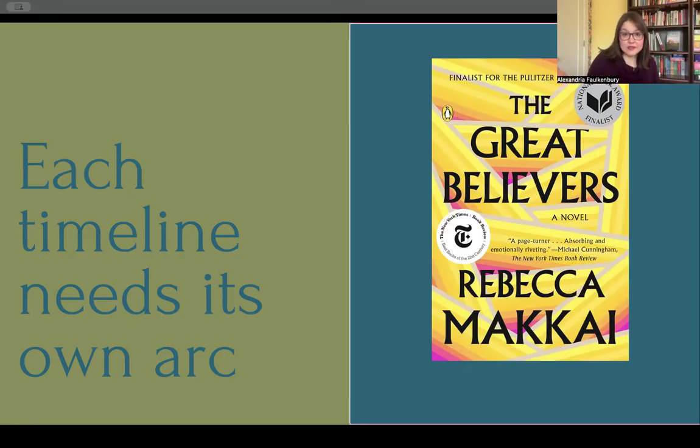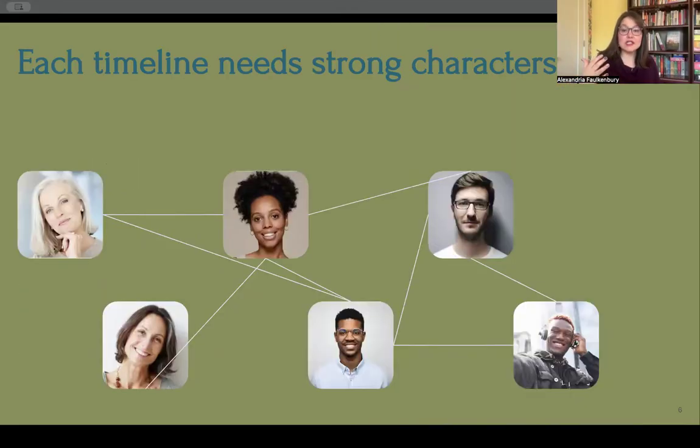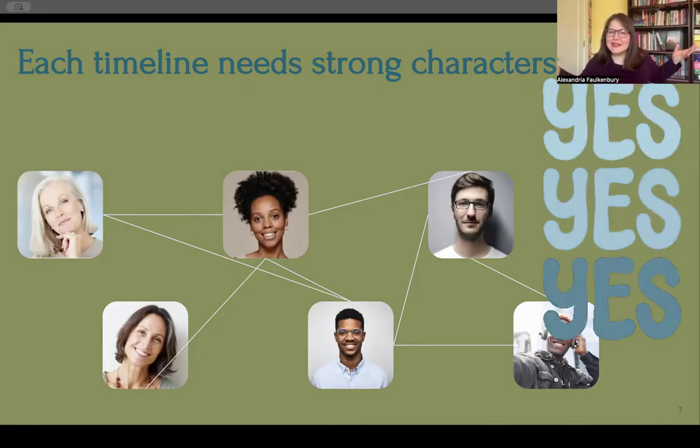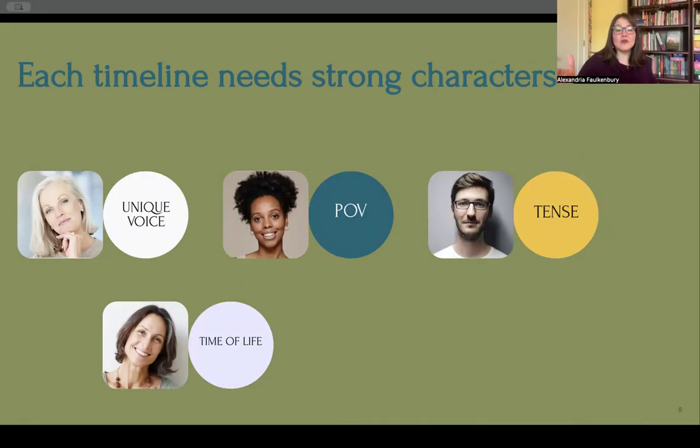And the second piece of advice that I see a lot is tied to this, and it is that each timeline needs its own strong characters to help hold up that arc. And I would again say a resounding yes to this. I know you're probably like, when are you going to get to any advice you disagree with? But I promise there is some. But there are a lot of different ways that you can make sure your timeline has these strong characters necessary to uphold their arc.